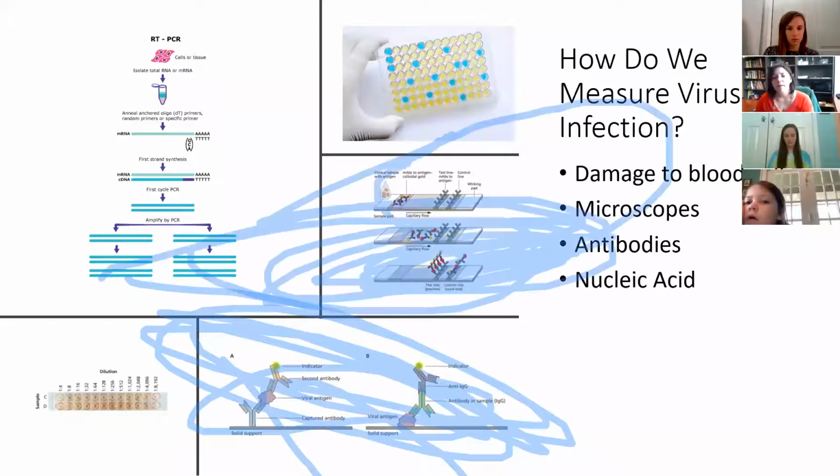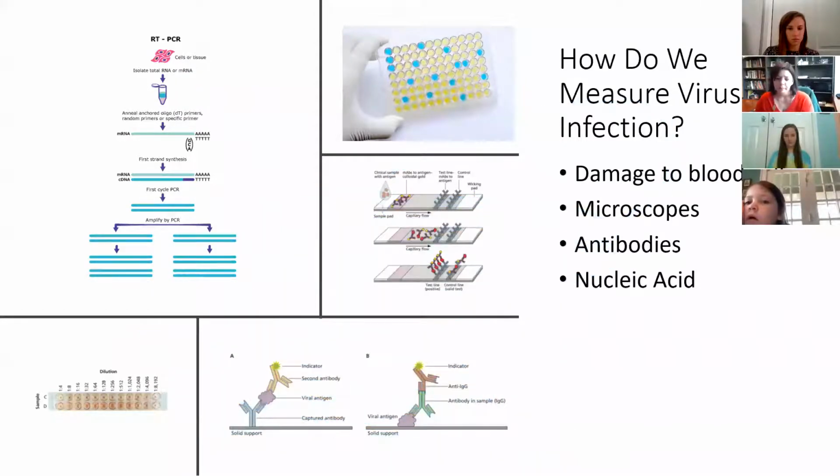And if you have virus antibodies in your blood, that'll react and turn a different color. It makes a line, like on a pregnancy test. I like these because they're fast, they're cheap, and you don't need a lot of training to do them.